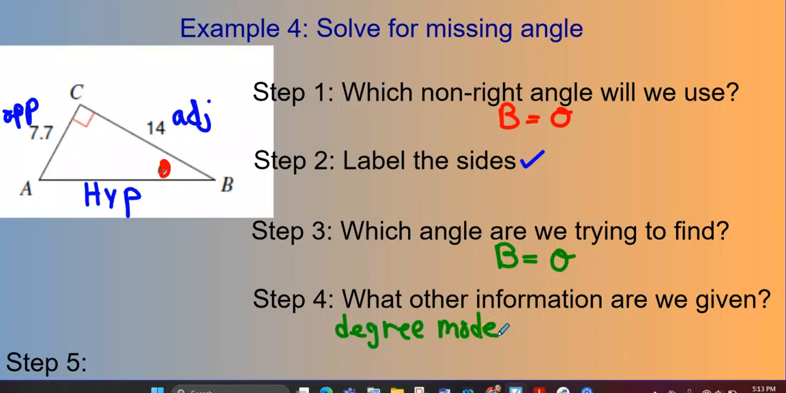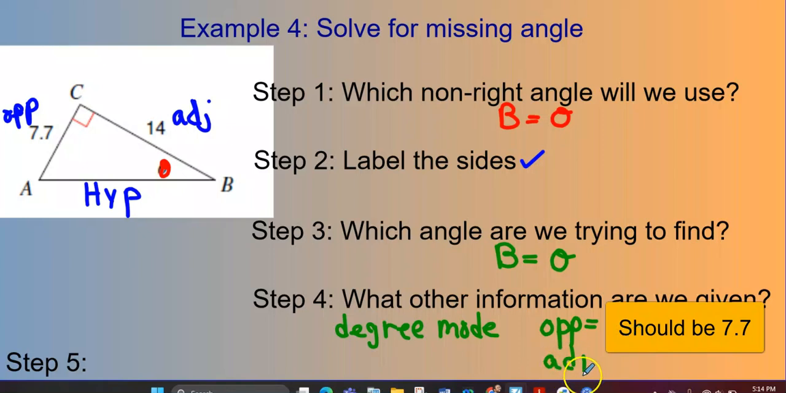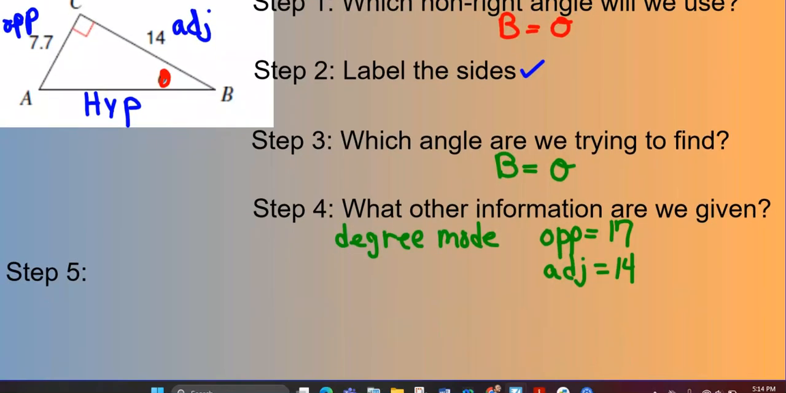All right, we also are given the opposite side, which is 17. And we're given the adjacent side, which is 14. All right, so they gave us all those pieces right there. So they give us everything we need.